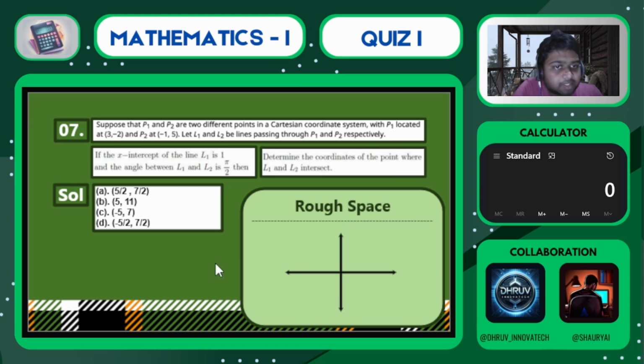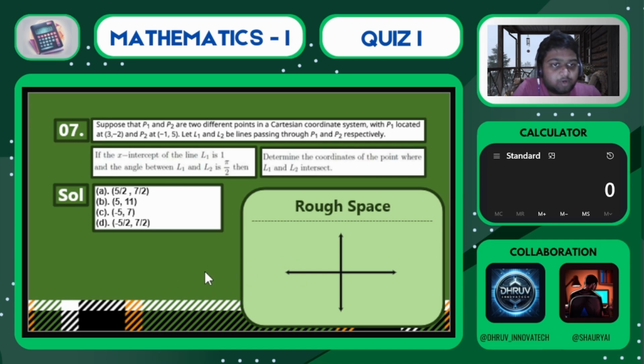Next question. In this question, we are given 2 points, P1 and P2. P1 is located at 3 comma minus 2 and P2 is located at minus 1 comma 5. Two lines pass through P1 and P2 respectively. Also, line 1 has an x-intercept, which means it passes through 1 comma 0, and line 1 and line 2 make an angle of 45 degrees.